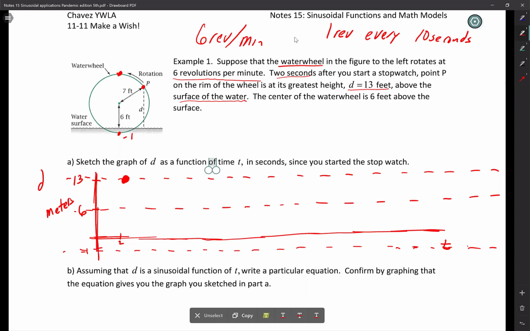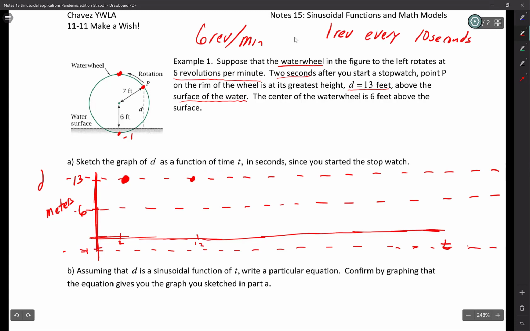Perfect. There are 60 seconds in a minute. You're doing 6 revolutions a minute. So that means it goes 1 revolution every 10 seconds, guys. So if I'm doing a complete revolution every 10 seconds, that means at 12, I'm gonna be at another high point. So I'm gonna say 12 is right there, and I'm gonna put a high point right there, guys, at (12, 13).